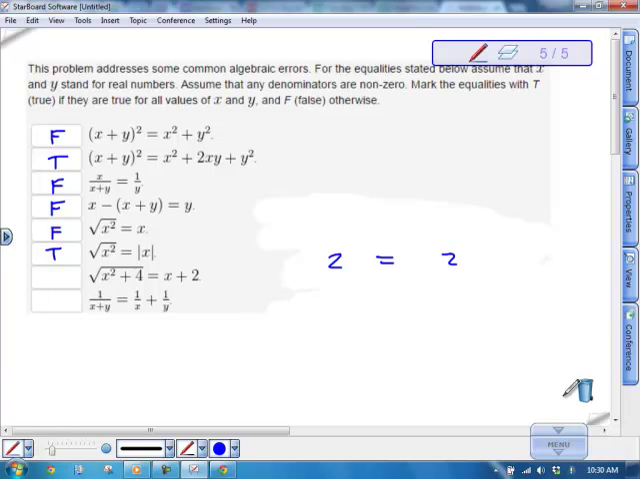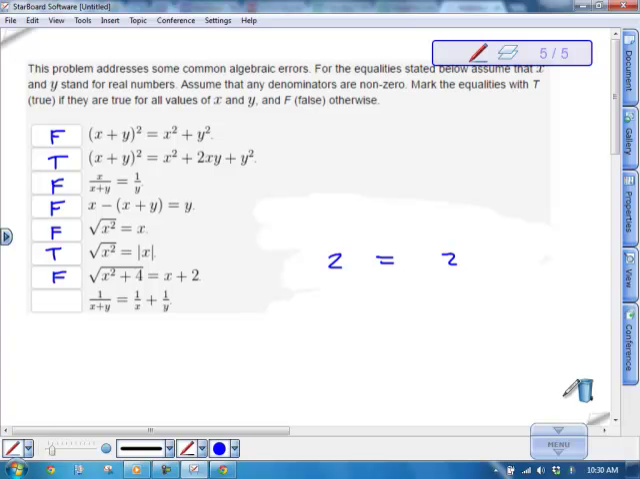Okay, the next one, square root of x squared plus 4 equals x plus 2. This is not true. You can't take the square root of two things individually like that. This was the same thing in one of the previous problems. You can only do it when you're multiplying. So if you had the square root of x squared times 4, then you could take the square root of both things and make it x times 2. But because you're adding, you can't do that. So that's false.